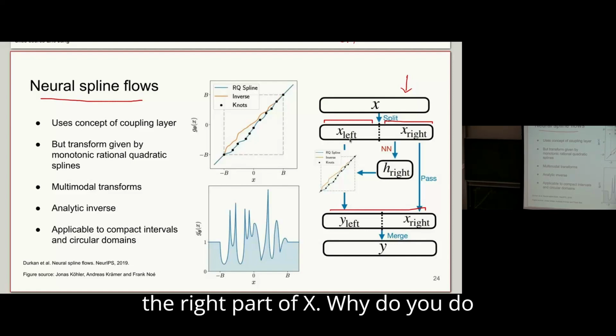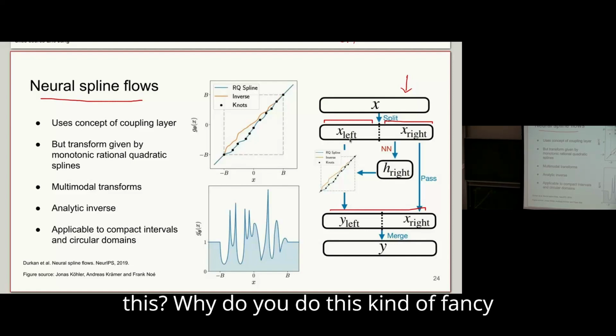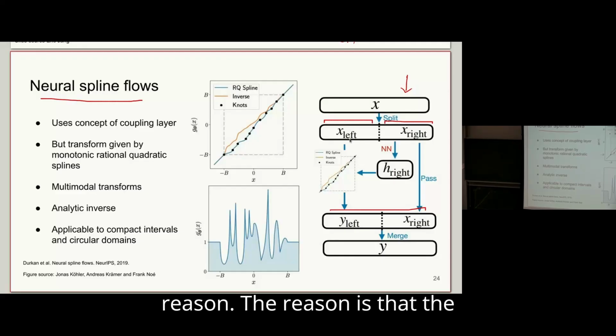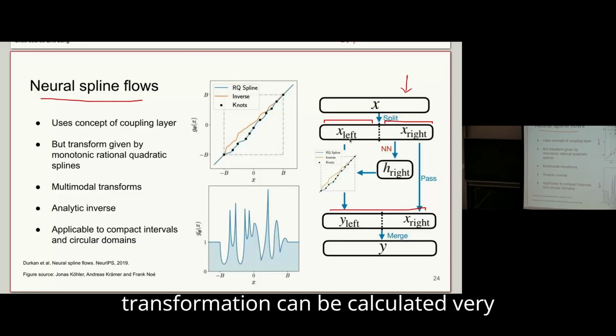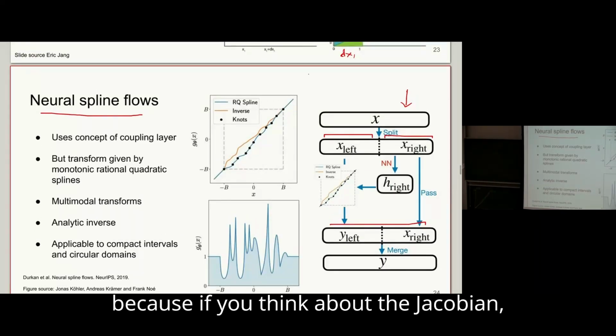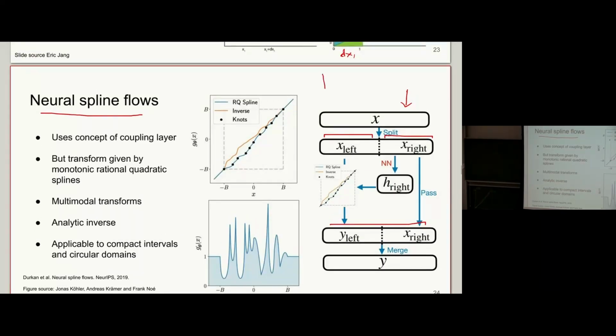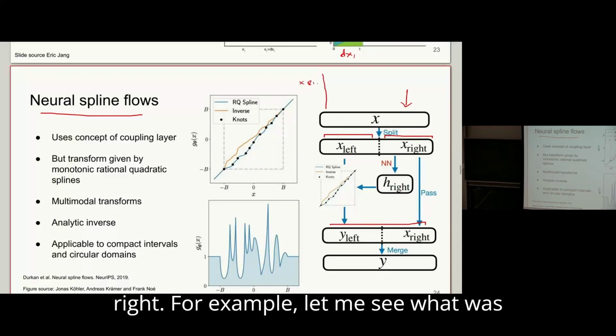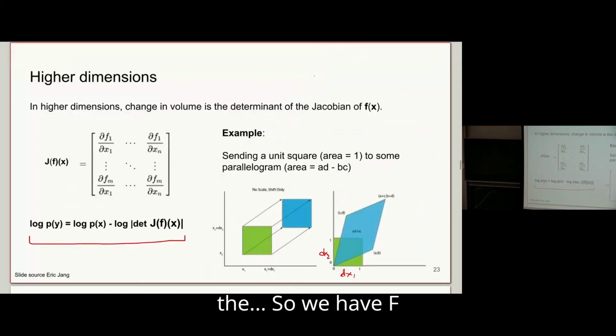Okay? Why do you do this? Why do you do this kind of fancy transformation? There is a very good reason. The reason is that the determinant of the Jacobian of this transformation can be calculated very fast. It can be calculated very fast because if you think about the Jacobian, you are going to have here x right.